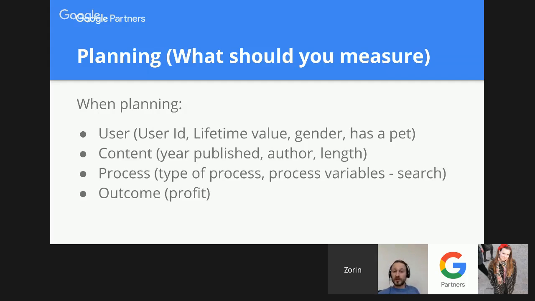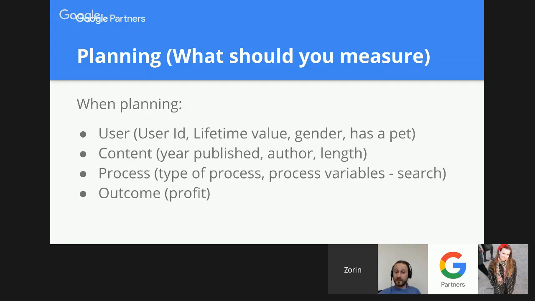Then you can describe your content. So basically, if you are a blogger, if you publish a lot of posts, then you would like to have more information available about the content itself. So when it was published, who was the author of the content, how lengthy was the article, how many pictures did it have, and so on and so on.